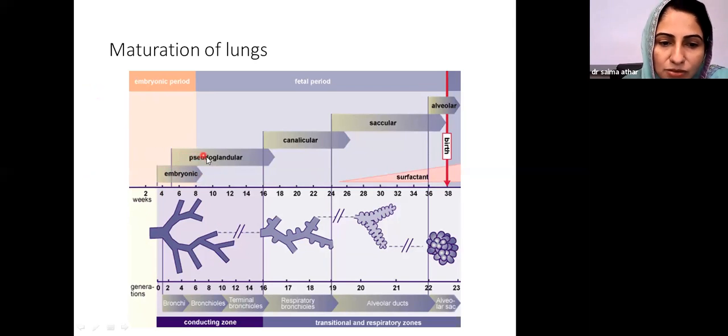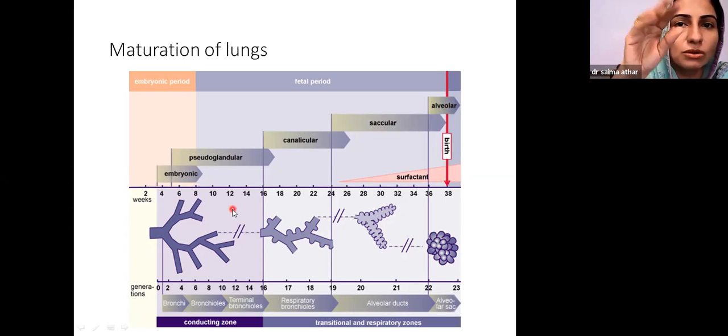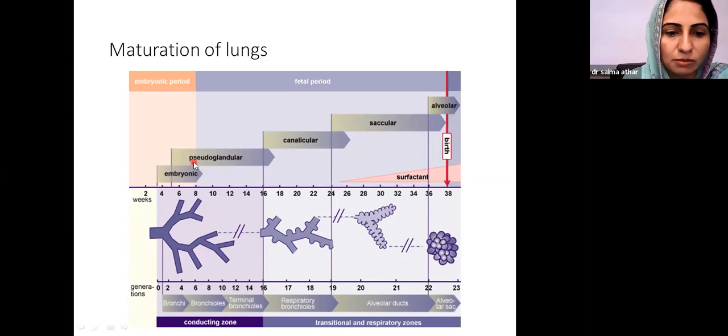Otherwise the phases start from the 5th week, that is the pseudoglandular phase, then the canalicular phase, saccular and terminal sac phase and alveolar phase. ठीक है, थोड़ी सी पहले आप नाम याद कर लें। Embryonic is very starting, when only the lung bud appears, that is the embryonic phase. The main phases of maturation of lungs start with the pseudoglandular phase. अब इनको ये क्यों कहते हैं, I'll just come to that point. Pseudoglandular phase, second canalicular phase, third saccular phase and fourth is alveolar phase.